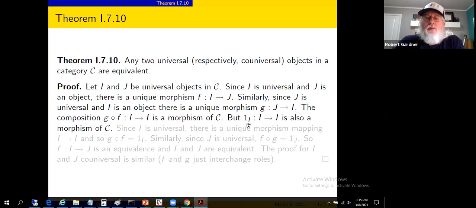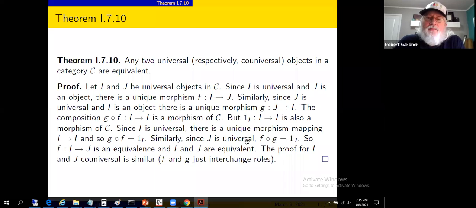But 1 sub I maps I into I is also a morphism of C. Now we said I was universal. So there's only one morphism mapping I to I. I is universal. There's a unique morphism mapping I to I. This maps I to I, G composed with F. So does this 1 sub I type identity. So those must be equal by the uniqueness claim.